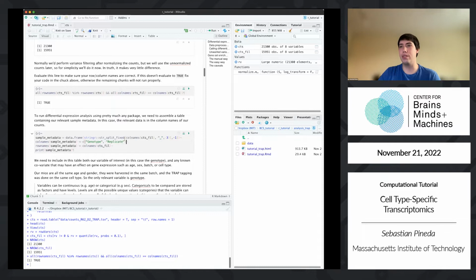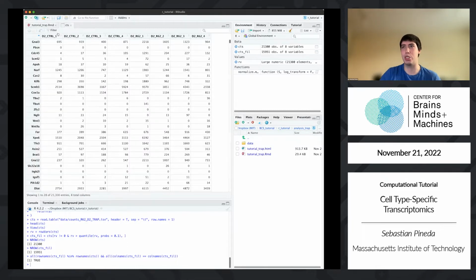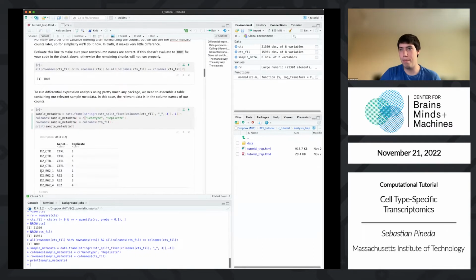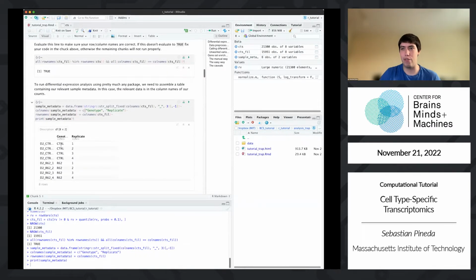Now what we're going to do is make a little table of metadata that we can use for downstream analysis. All the necessary metadata is in the column names here. I'm just going to split them and make another table that just has cell type, genotype, and replicate number. So it's going to look like that. I have 4 controls and 4 R6/2, 4 replicates in each.